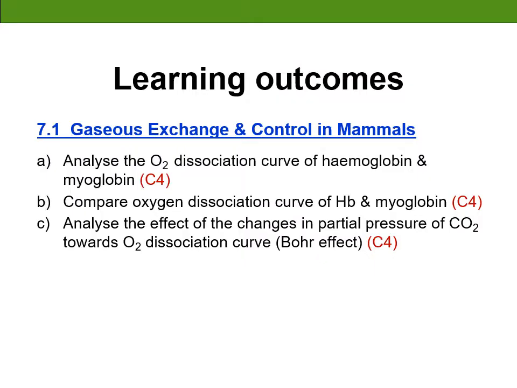Learning outcomes for subtopic 7.1 gases exchange and control in mammals. The first one, analyze the oxygen dissociation curve of hemoglobin and myoglobin. The second one, compare oxygen dissociation curve of hemoglobin and myoglobin. And the third one is to analyze the effect of the changes in partial pressure of carbon dioxide towards oxygen dissociation curve, which is the Bohr effect.